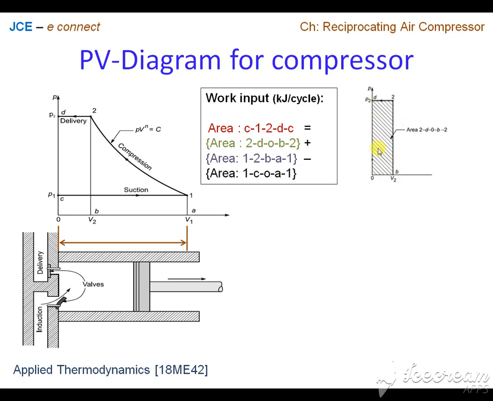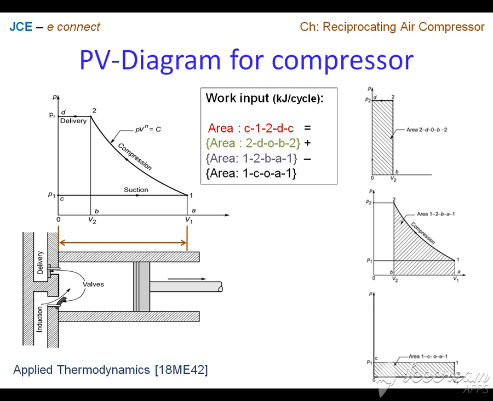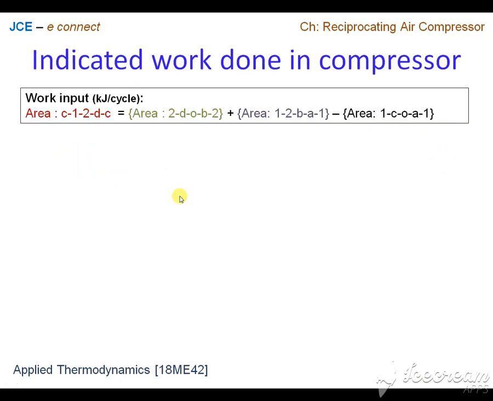This is a rectangular area given by P2 into V2, followed by the next segmental area, and this is a polytropic compression, and the equation is well known to us since it is derived in the basic thermodynamic class, and it is given as P2 V2 minus P1 V1 by n minus 1, and the last one is another rectangular area given by length into breadth, that is P1 into V1. Just by subtracting the base segment, we can get the area enclosed within the curve, and that is the logic we are going to follow.